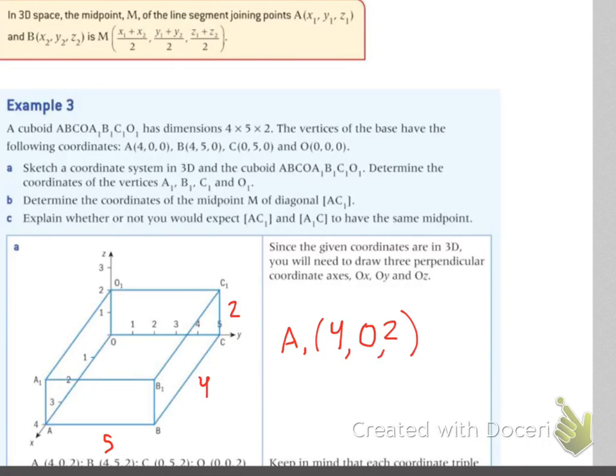And then it wants you to find the midpoint between A and C1. So it wants to know the midpoint here. So in all of this, find C1. C1 is 0 x, 5, and 2. So now the midpoint is just add up. 4 plus 0 is 4, divide by 2. 0 plus 5, divide by 2. 2 plus 2, divided by 2. You will find the midpoint.